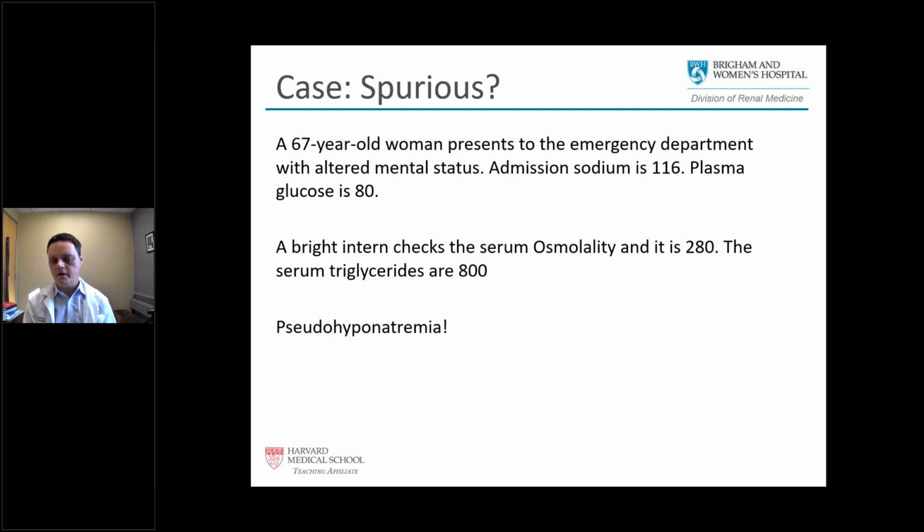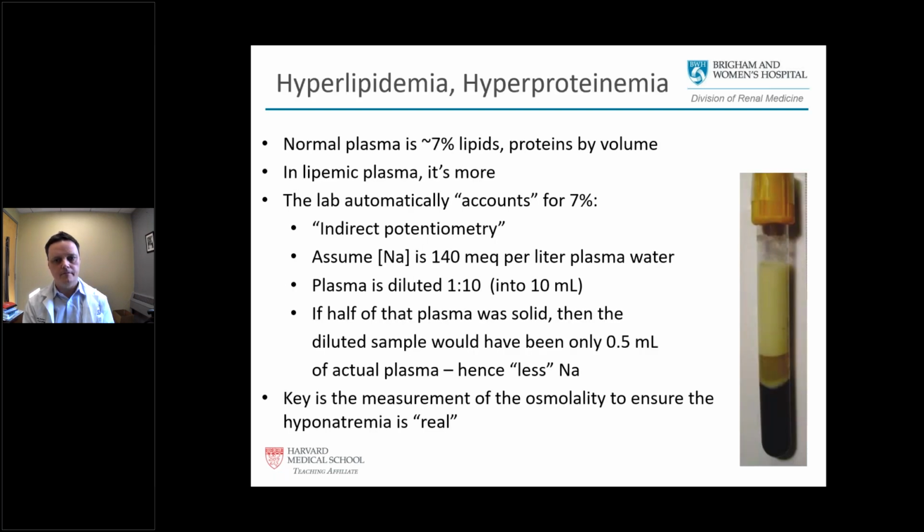This is pseudo-hyponatremia. The idea here is that the serum sodium concentration at admission would strongly suggest that this patient really is hyponatremic and they need to be treated as such. However, the serum osmolality is normal, and that means that there is a problem with the test. Either there is another osmol in the blood, which is increasing the osmolality, or else there's an error in the test itself. And in this case, it's an error in the test due to the presence of pseudo-hyponatremia.